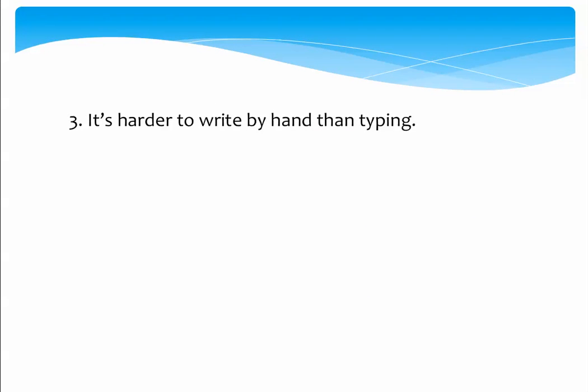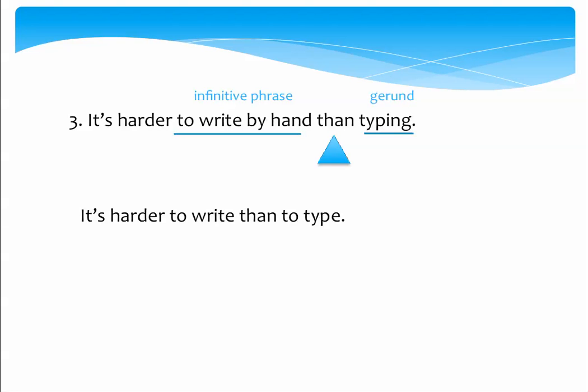Number 3, it's harder to write by hand than typing. Again, I'm looking for my joiner, my conjunction, than. What am I joining? To write by hand and typing. If you were to look at this, you could tell right away it's not parallel. I've got 4 words on one side and 1 word on the other. And while parallel structure doesn't necessarily mean that you have the same number of words, they definitely need to be in the same form. I don't have an ing in the first part, so definitely something's wrong here. To write by hand is an infinitive phrase. Typing is a gerund. So I have to make a decision about how I'm going to change this.